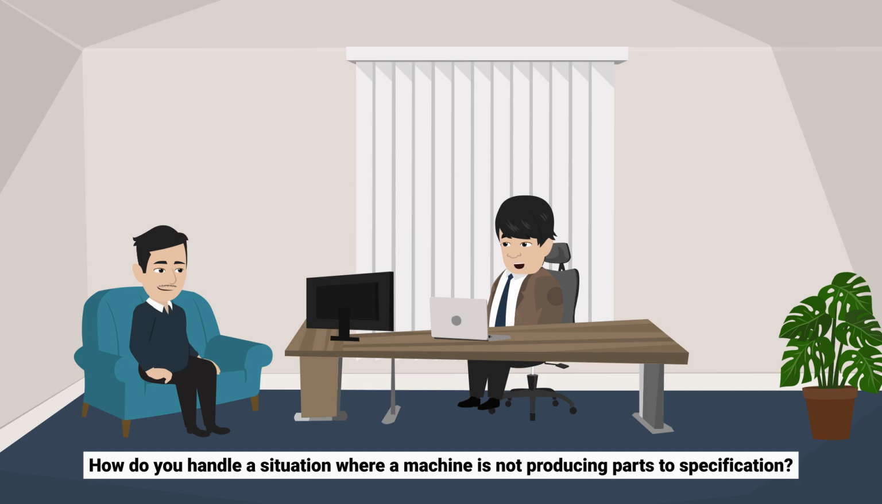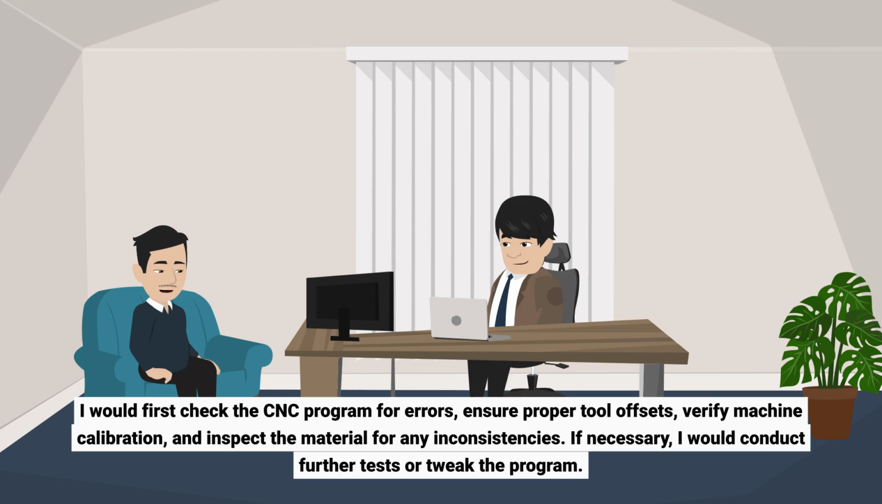How do you handle a situation where a machine is not producing parts to specification? I would first check the CNC program for errors, ensure proper tool offsets, verify machine calibration, and inspect the material for any inconsistencies. If necessary, I would conduct further tests or tweak the program.